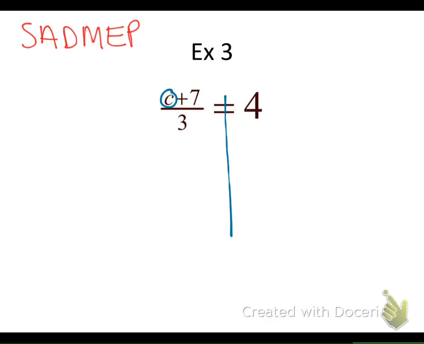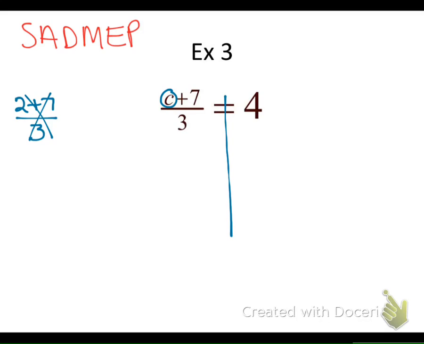Now, normally, when you're working with a fraction, let's say we had 2 plus 7 divided by 3, where would I normally start if I wasn't solving for the variable? Would I start at the top or the bottom? The top. But because we're doing the opposite, where do you think I'm going to start? The bottom. So the opposite would be the bottom. So I'm going to have to get rid of that 3 first.